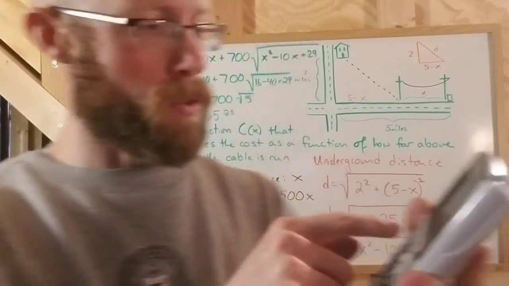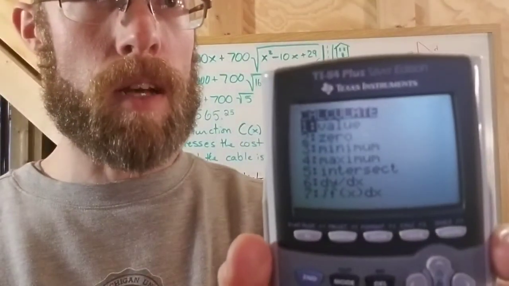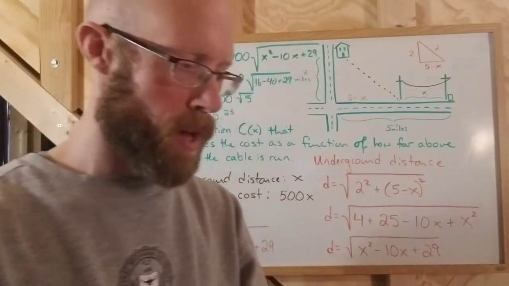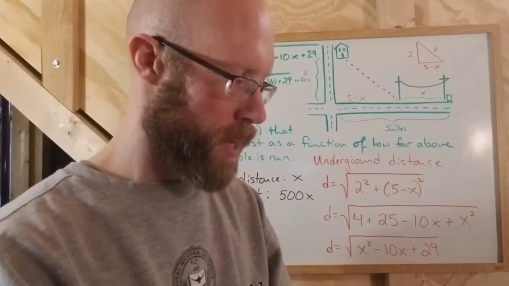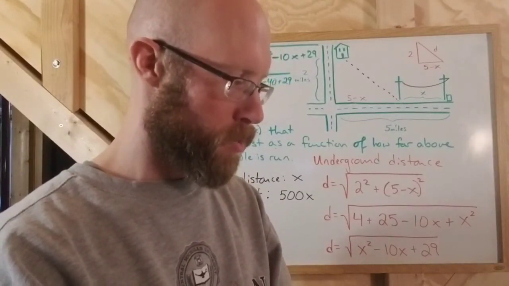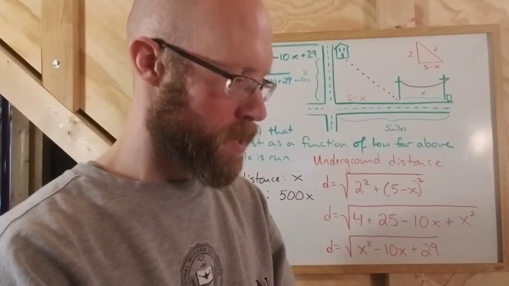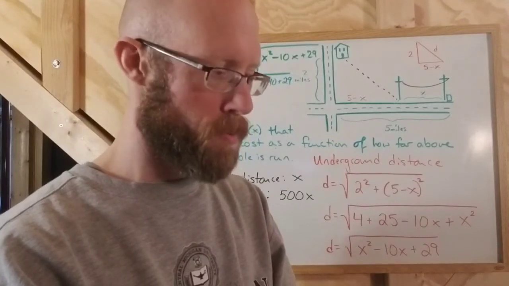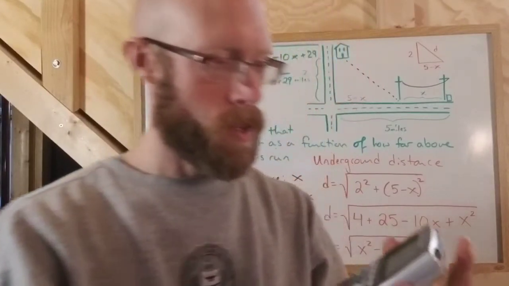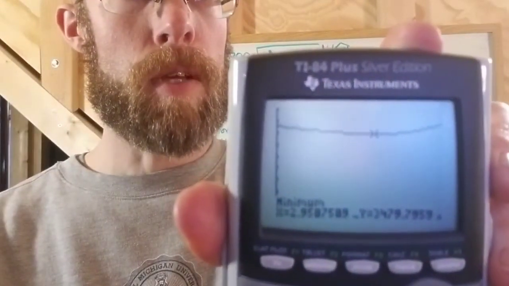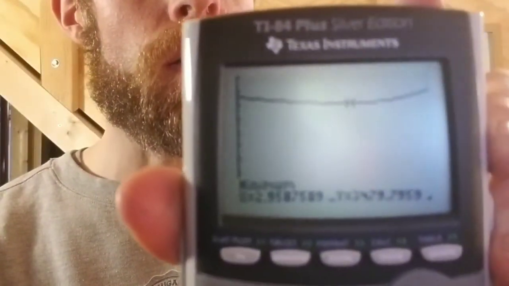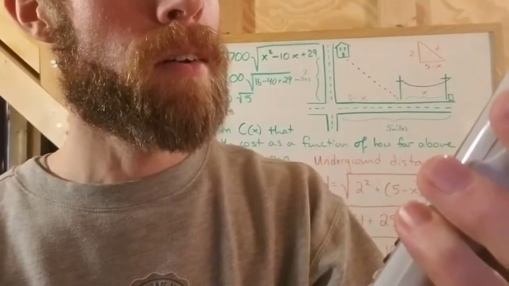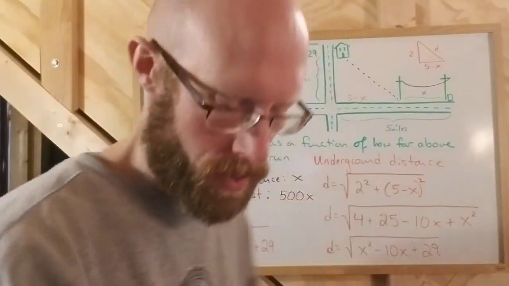Okay, so I'm going to go to my calculate menu, as we've done many times now. Go down to the minimum. We'll do our normal left bound. So go left of that minimum. Then I go to the right bound. And then we give it a guess. So put that cursor somewhere in between. And there's our value. It appears to be about 2.96 roughly, 2.96 miles down.